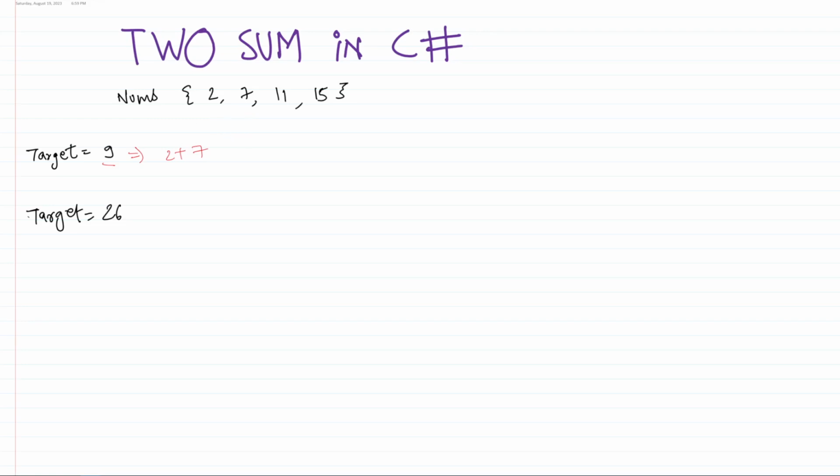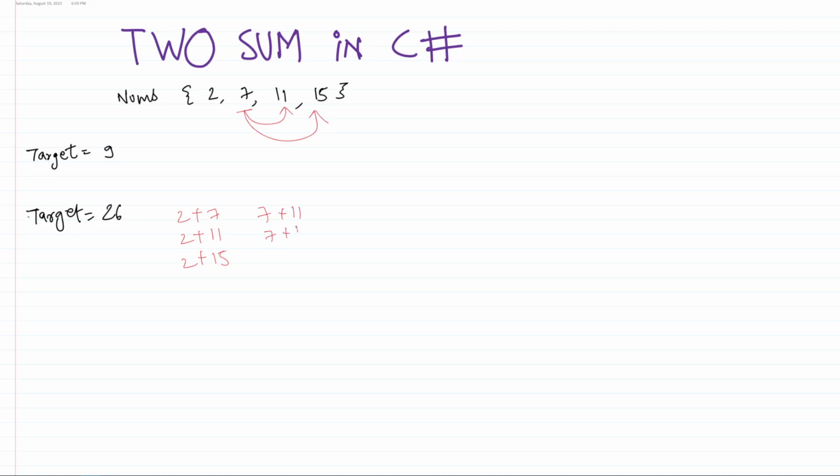In a slightly complicated target where you may not get your answer in the first go, you will have to check your first element with all the numbers in the list until you achieve your answer. For example, here 2 plus 7, 2 plus 11 and 2 plus 15, none of them give me a count of 26. In such case, we'll have to go to the next index and do the same process all over again.